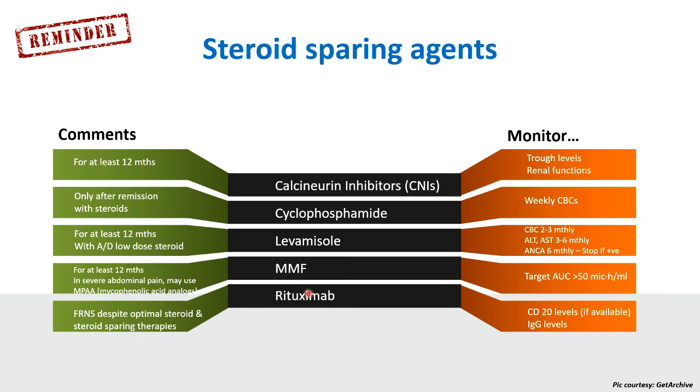Rituximab. Rituximab, the indication is very specific. It is frequently relapsing nephrotic syndrome despite optimal steroid and steroid sparing therapies. CD20 levels if available should be monitored, and immunoglobulin G levels should also be monitored, because we know the mechanism of action of rituximab is a monoclonal antibody against CD20, a B cell marker, which leads to humoral immunosuppression.